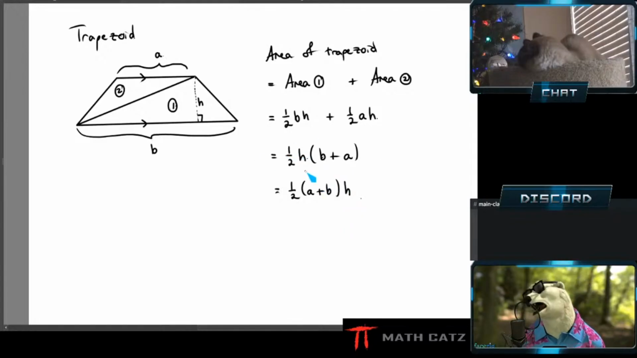So the area of the trapezoid is sort of like a triangle. It has a look of a triangle formula, but of course it's not. It's a half times the sum of the lengths of the parallel sides times the height, which is the perpendicular distance between the parallel sides.